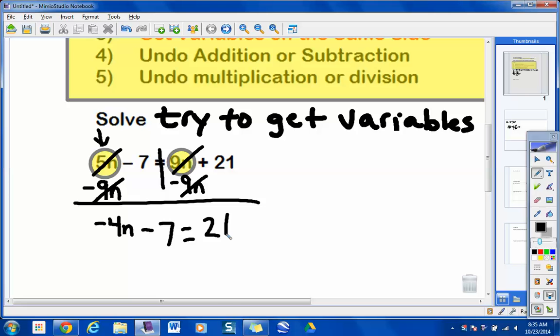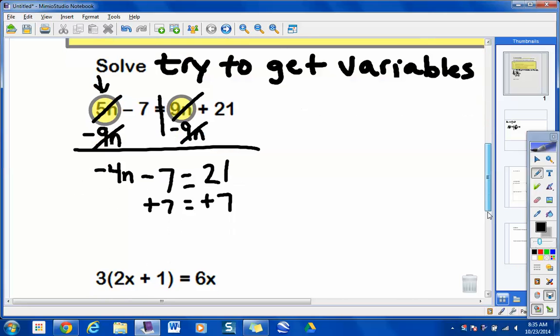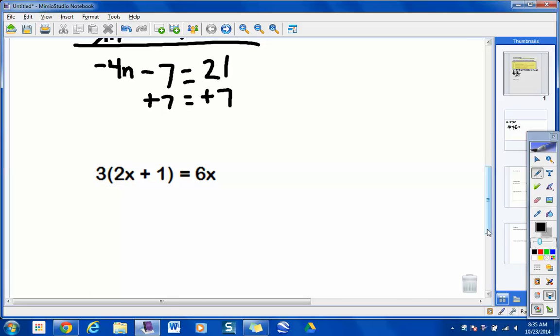Add 7. Whoops. I'll do that, what the heck. Okay, let me make some room. All right, what are the 7's going to do on the left? Negative 4n equals 14. Okay, so what are you going to divide by in the end? What are you going to divide by in the end? Got to get n alone, so what do I have to divide by? What's the coefficient of n?